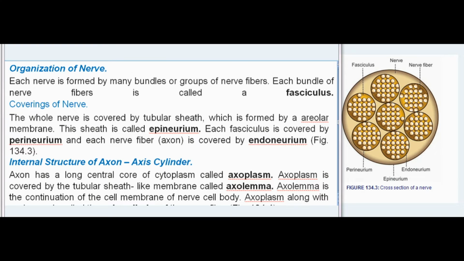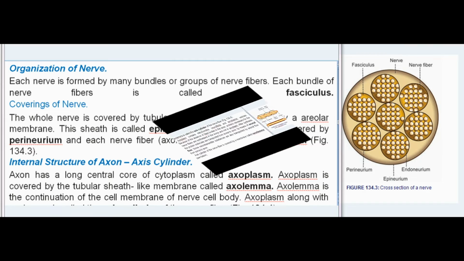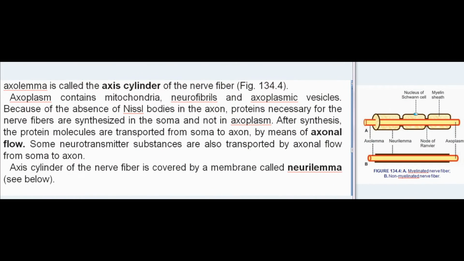Internal structure of axon. Axocylinder. Axon has a long central core of cytoplasm called axoplasm. Axoplasm is covered by the tubular sheath-like membrane called axolemma. Axolemma is the continuation of the cell membrane of nerve cell body. Axoplasm along with axolemma is called the axocylinder of the nerve fiber.